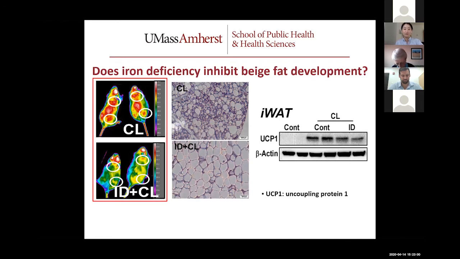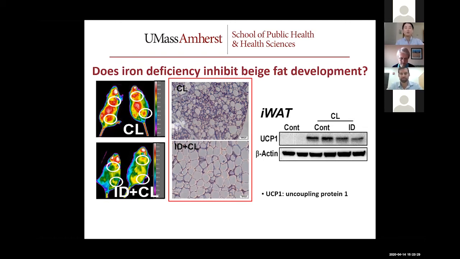Next, we stimulated adipocyte browning by treating with CL, which is a browning agent. In this infrared image, the red area indicates high temperature, and the yellow area indicates lower temperature. Upon browning stimulation, control mice showed higher heat release from brown adipose tissue and subcutaneous fat. Whereas, even though we stimulated browning, the iron-deficient mice released less heat. And through H&E staining, we found that browning was activated by CL in subcutaneous fat with small lipid droplets, which was absent in iron-deficient mice.